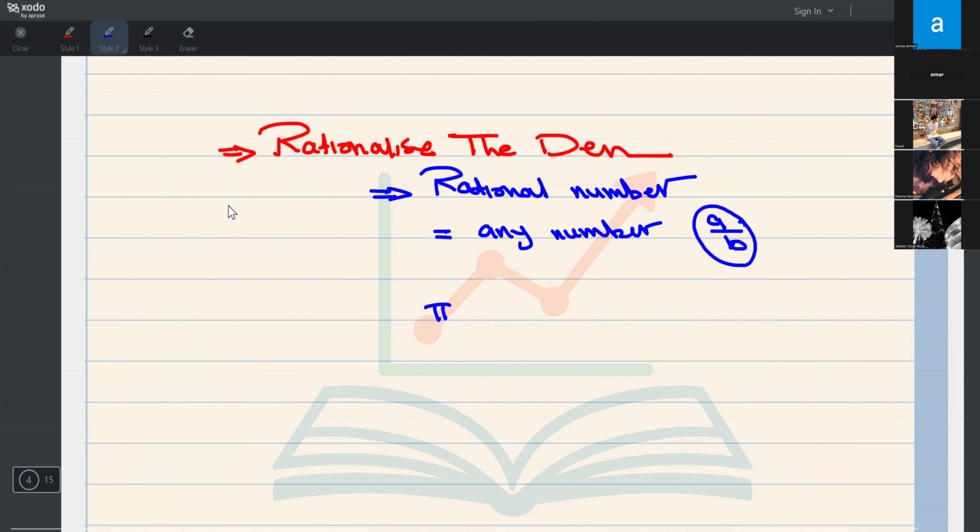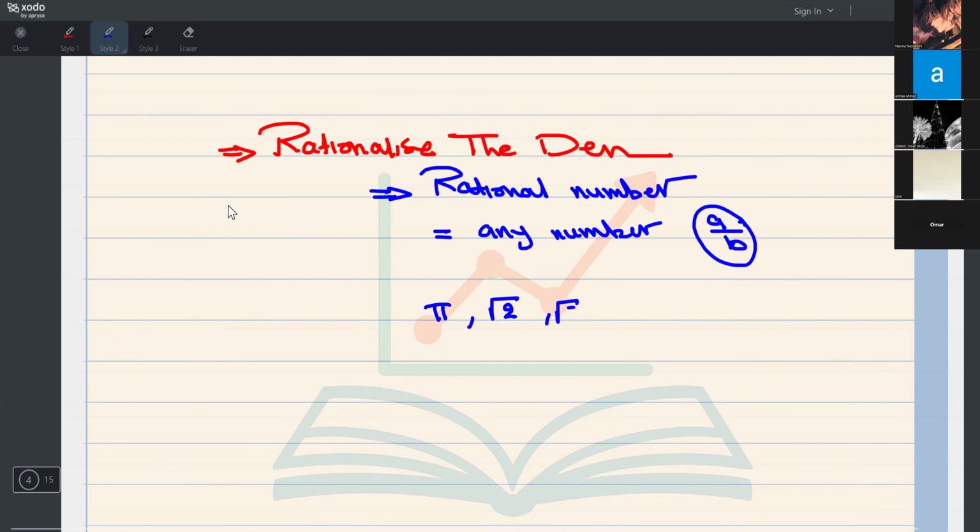We can't write pi in the form A over B because it is a continuous decimal number. Root 2: use your calculator and write root 2 equals, and see the answer. It will be a continuous decimal. We can't write it as A over B, so it is not rational.